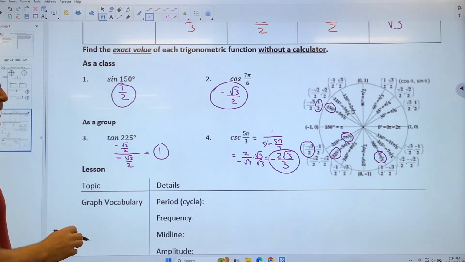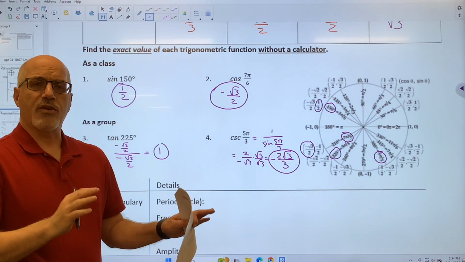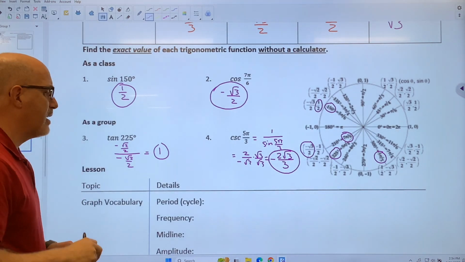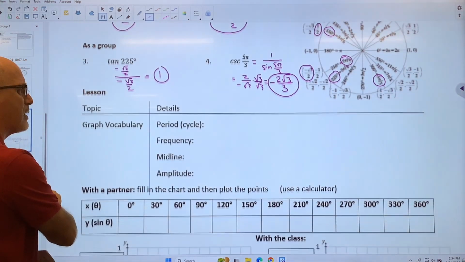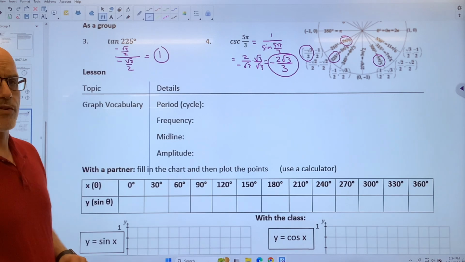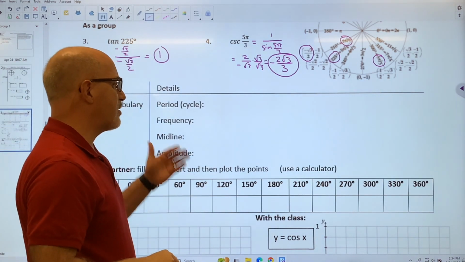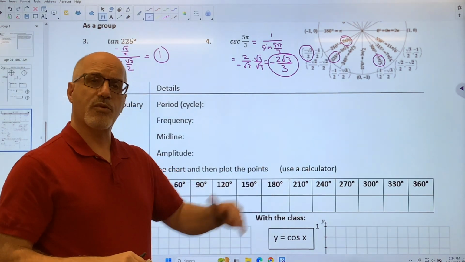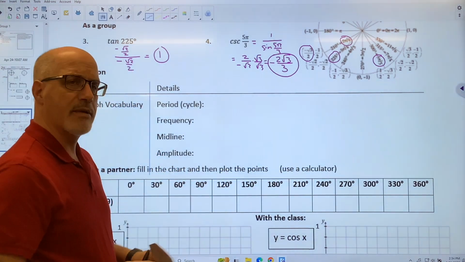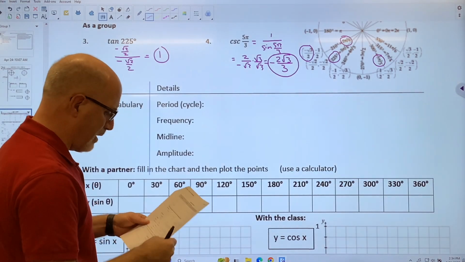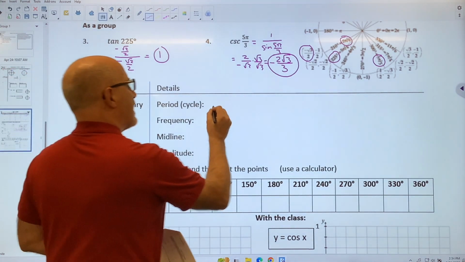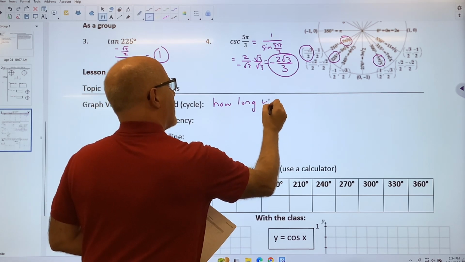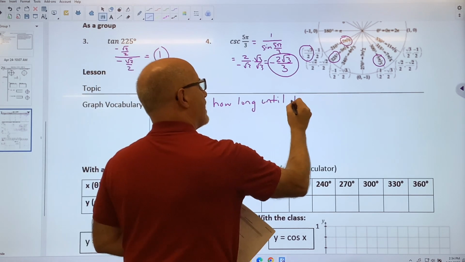Now, we've gotten used to the unit circle, so let's go ahead and transition to graphing sine and cosine. We need some information that will help us, some vocabulary for doing the graphs. And this is really important vocabulary as we do more of these graphs, this vocabulary will come into play. First of all, the word period or cycle, that answers the question, how long until the graph repeats?